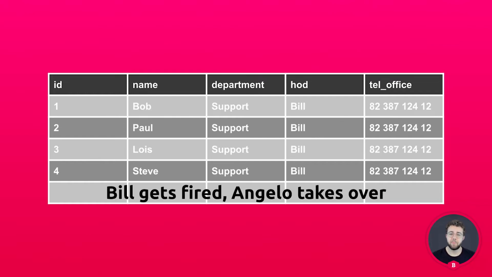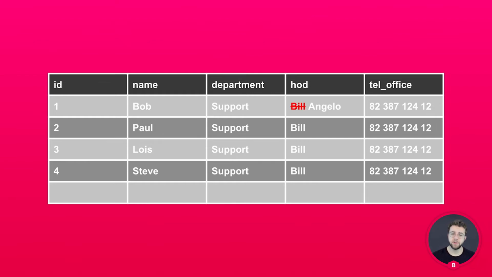Let's say the head of department gets fired or moves to another department and a new one joins the company. In order to update our data, we have to update every single employee's record in order to make sure the data is up to date. For these 4 records, that might not be an issue, but imagine if you have to do this for a department with more than 1,000 employees. You can see it starts to add up.